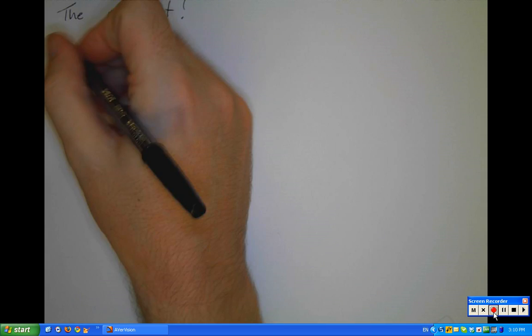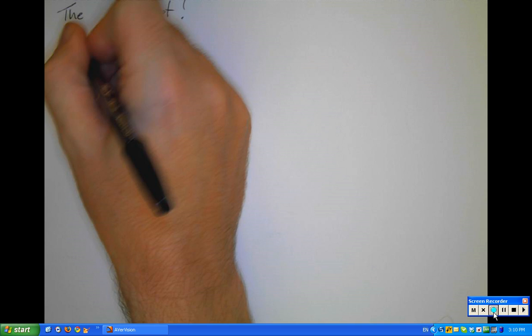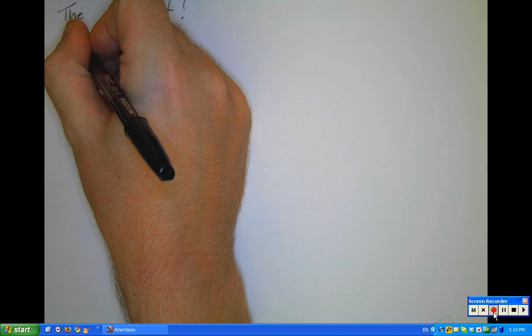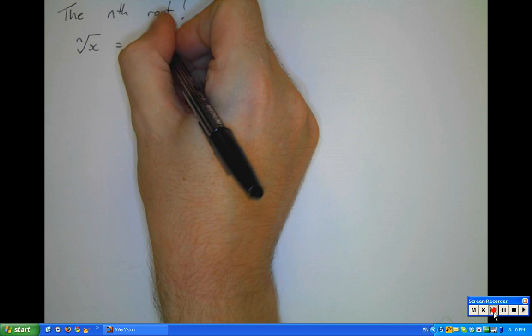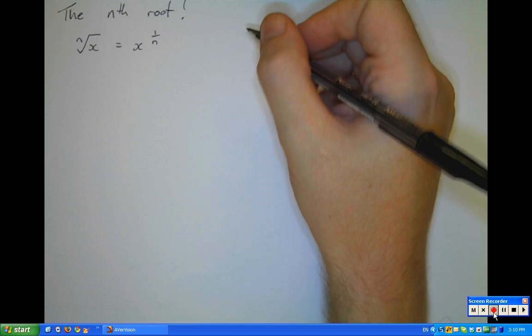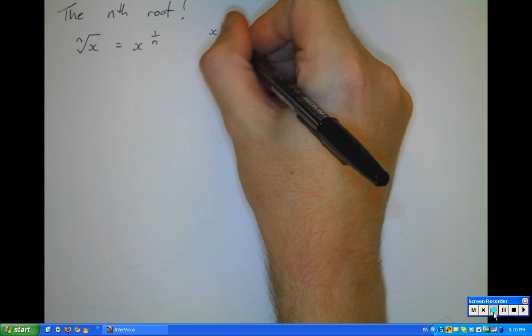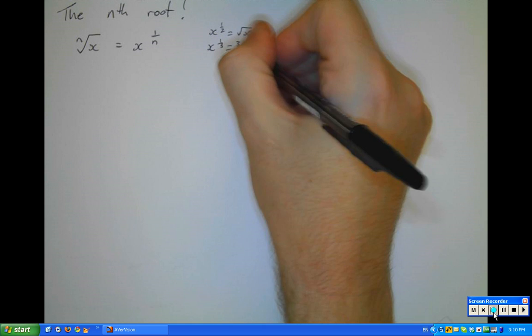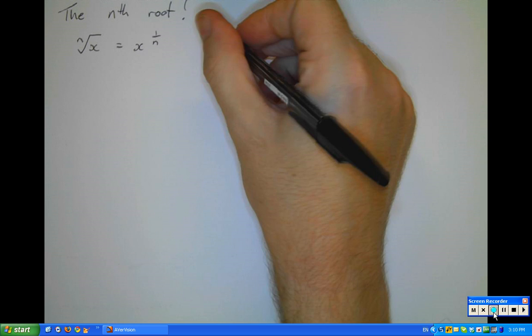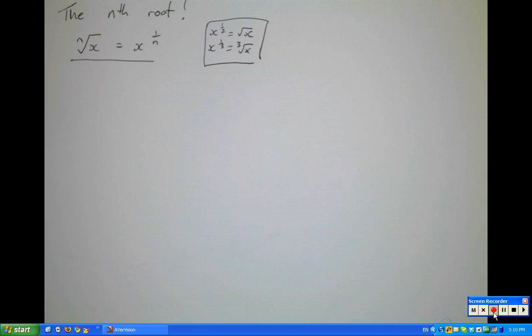Okay, so fractional indices can actually get more complicated than just being something to the power of a half or something to the power of a third. Generally they're referred to as the nth root. So if you see something like this, nth root of x, it's equal to x to the power of 1 over n, and we already saw before that x to the power of a half equals the square root of x, and x to the power of a third equals the cube root of x. So it's not really a surprise that this is the general format for that.